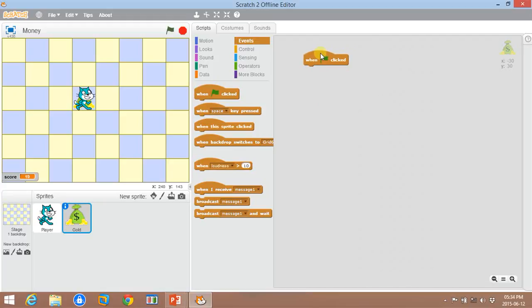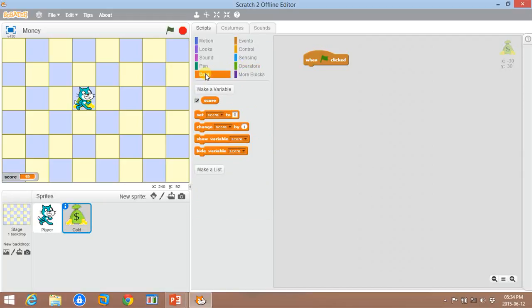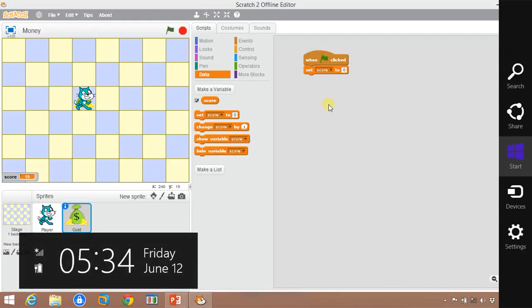So first of all, we start off with a when green flag clicked. Then we're going to a new area called data. In this data area, you should already have a variable called score. We're going to drag the set score block and put it underneath the green flag, and we are setting the score to 0. So when your game starts, you start off at 0. We're going to come back to how variables work in a future lesson, so don't worry too much about that for the moment.